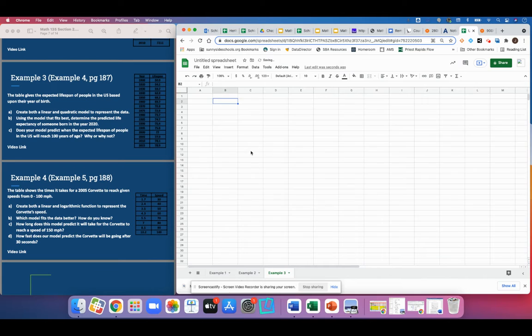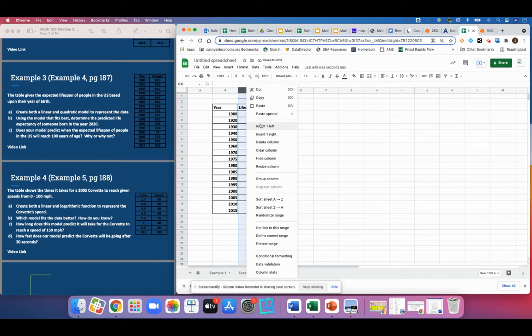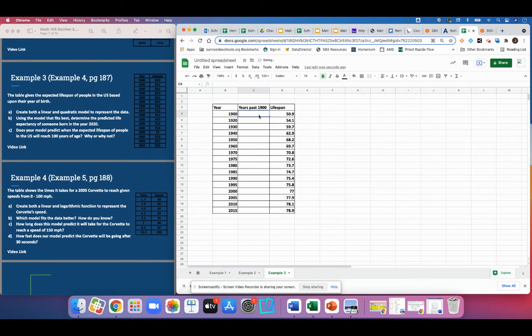Oops, that did not paste correctly. Let's see if I can get it right this time. There we go. So this is the year, this is the lifespan. We are, of course, going to add a column to the left because we want years past 1900 so that our numbers are not gigantic in our X column, because if they were, our equation would come out all nasty.